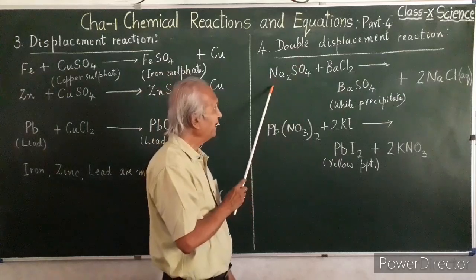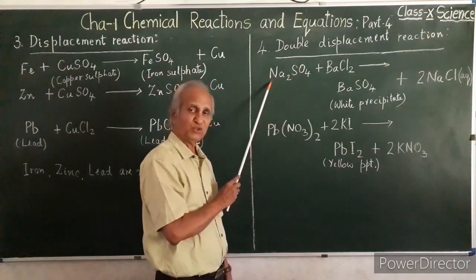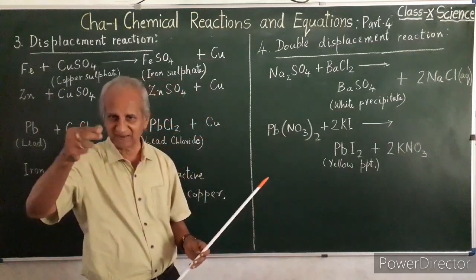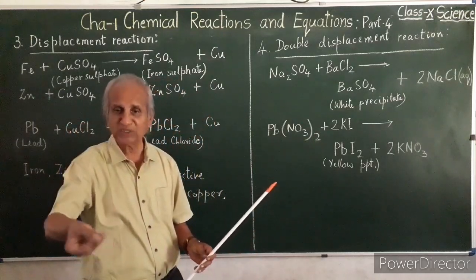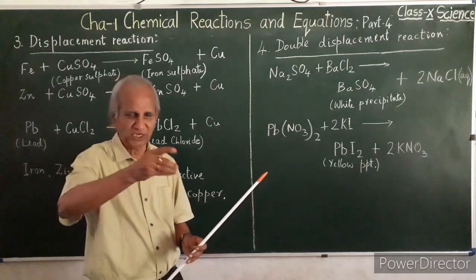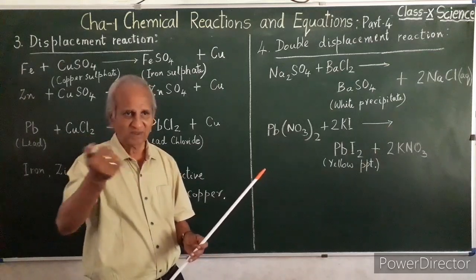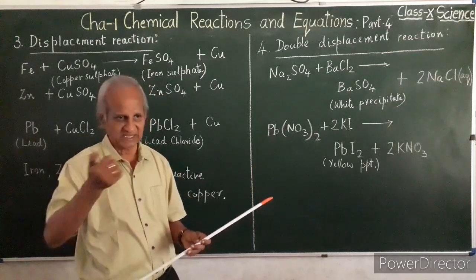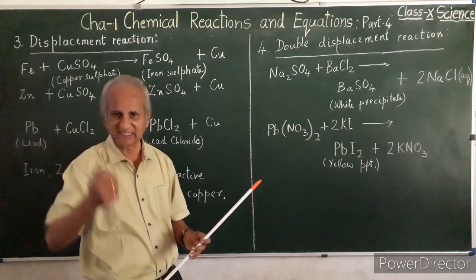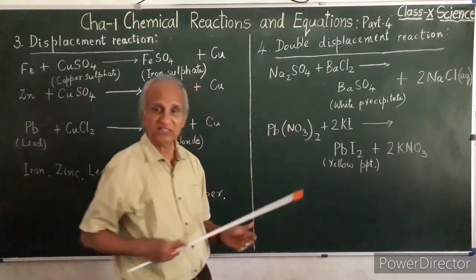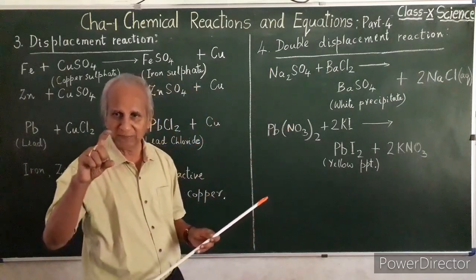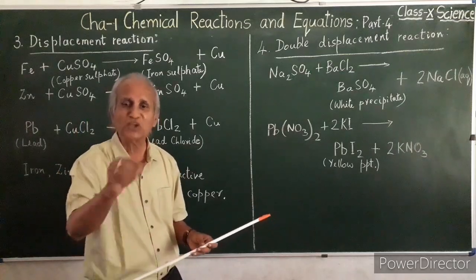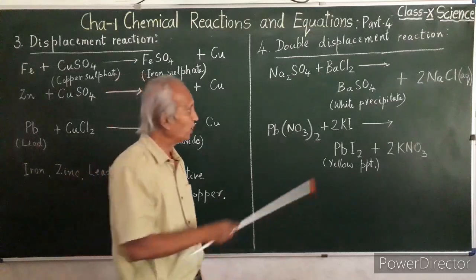Here, Na2SO4, sodium sulfate. Make a solution of sodium sulfate in a test tube. Take a few crystals of sodium sulfate, put it in water and stir it well. You can stir it or give wild shakes. Sodium sulfate will dissolve in water. We have sodium sulfate in aqueous condition. What is the aqueous condition? It is dissolved in water.